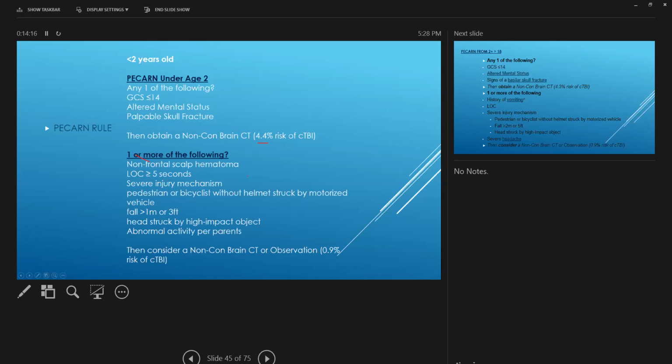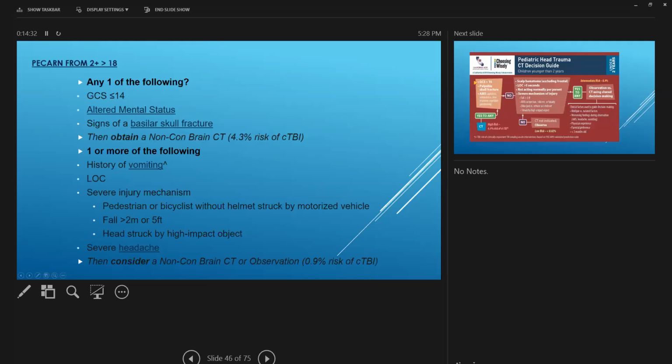Abnormal activity per parents. Then we consider a non-contrast CT or observe. So that would say one of these or more. So if one of these is here, we have the chance to do the non-con, or we can talk about observation with the parents. So then as you get older, the criteria changes again from 2 to 18 plus.